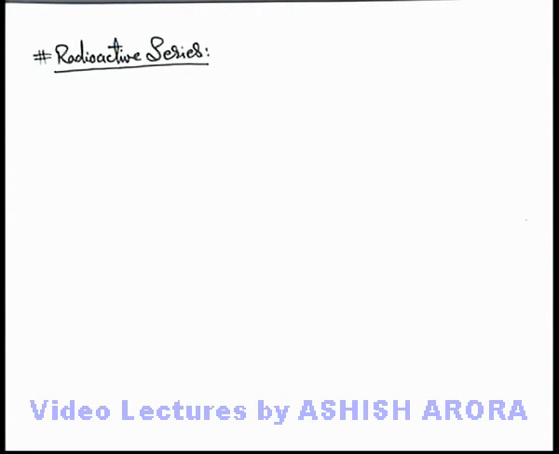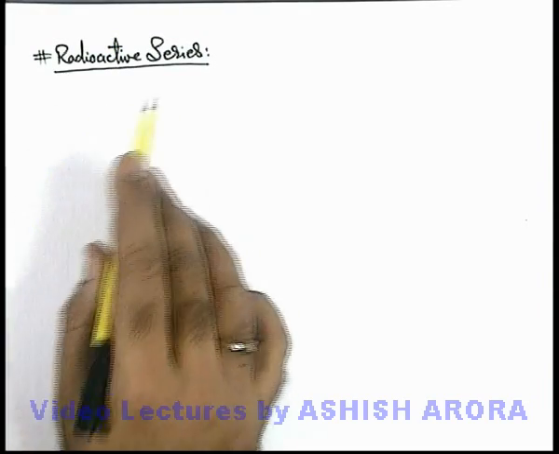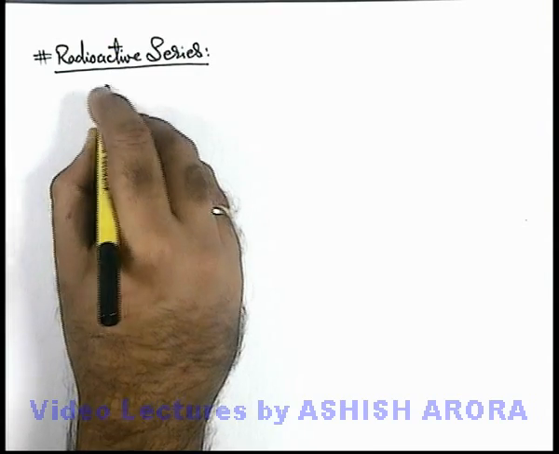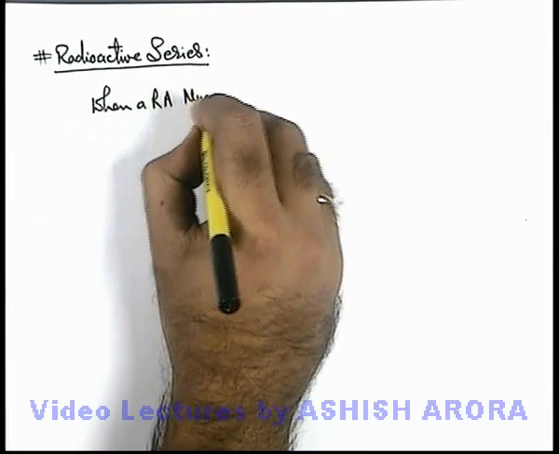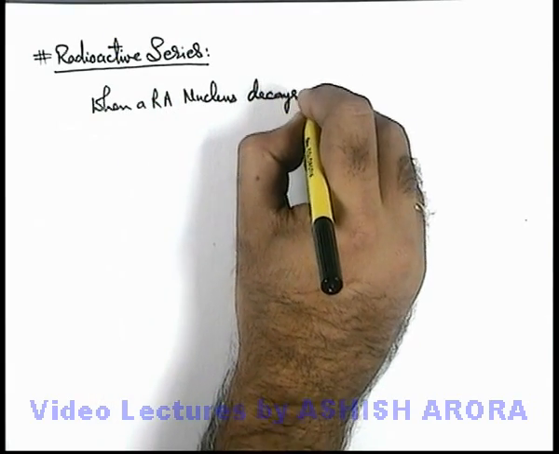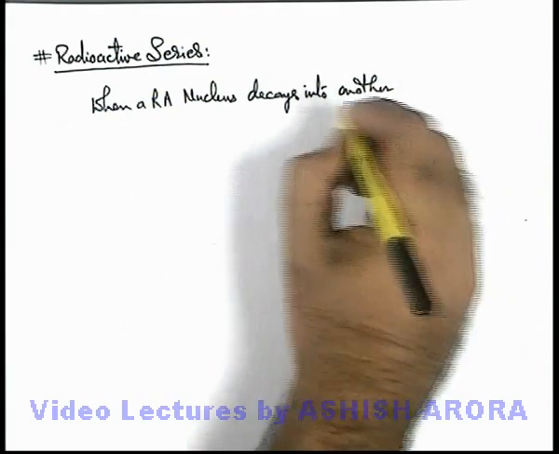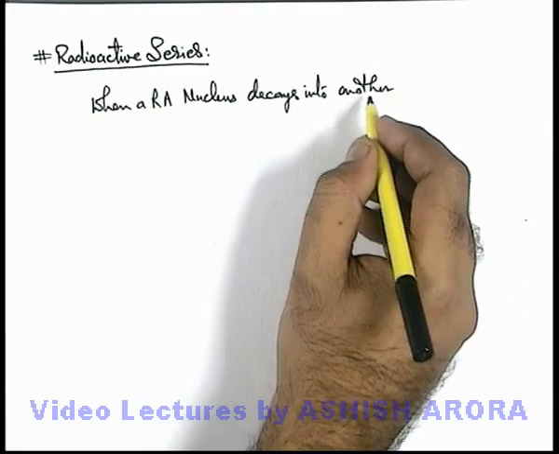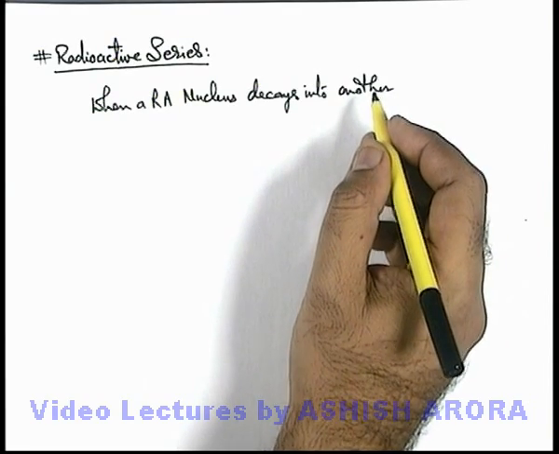Now we'll study another important section in radioactivity, that is radioactive series. About a radioactive series, we can write: when a radioactive nucleus decays into another, which is the daughter nucleus, it will be relatively stable.